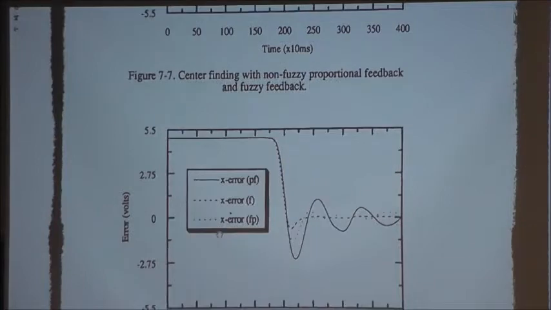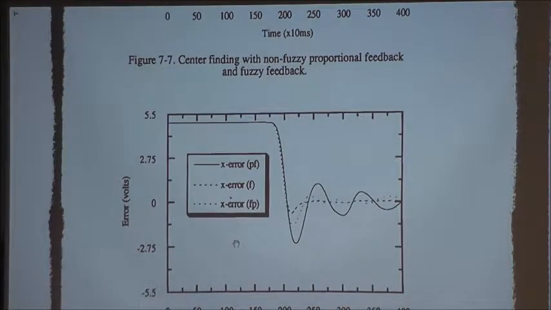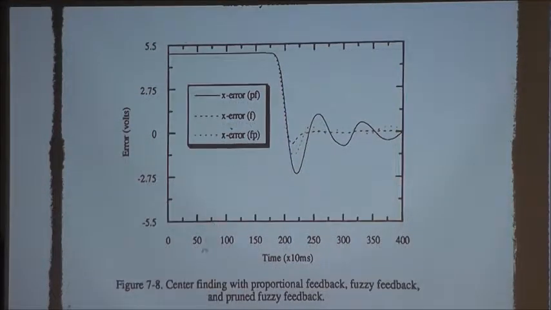And here you have 3 values. You have error in the X direction. You have the regular one, the pruned one, and the full set rule. As you can expect, when you have the full set of rules, you have a better control performance because you're paying the price for it. More computation. So center finding with proportional feedback, fuzzy feedback, and pruned fuzzy feedback.